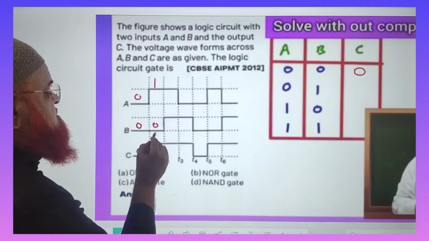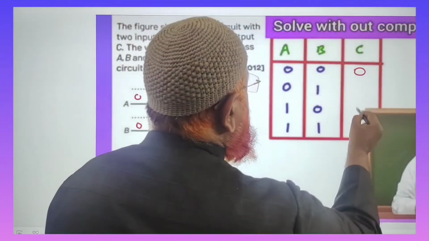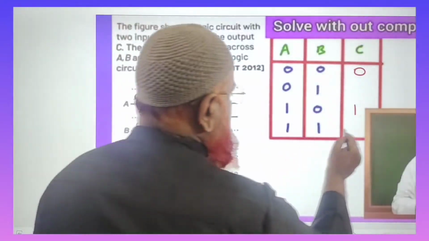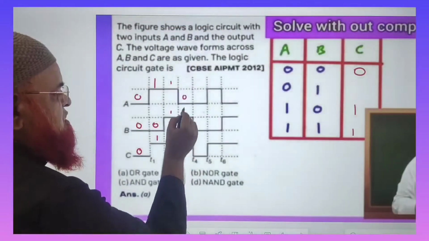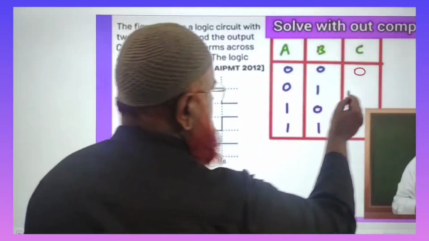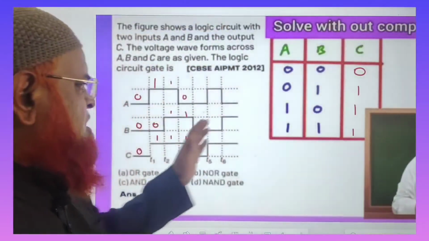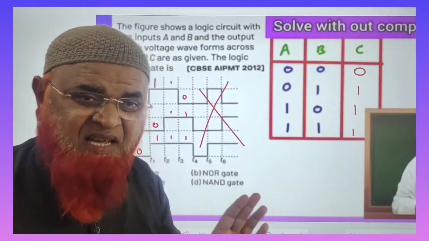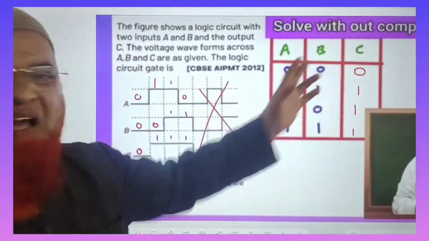This is 1, this is 0, and this is 1. Means 1, 0 is 1. And again here, this is 1, this is 1, and this is 1. 1, 1 is 1 again. Here this is 0, this is 1, and this is 1. 0, 1 is also 1. So without the remaining things you need not test here. If you test this many values, you'll get the answer directly.